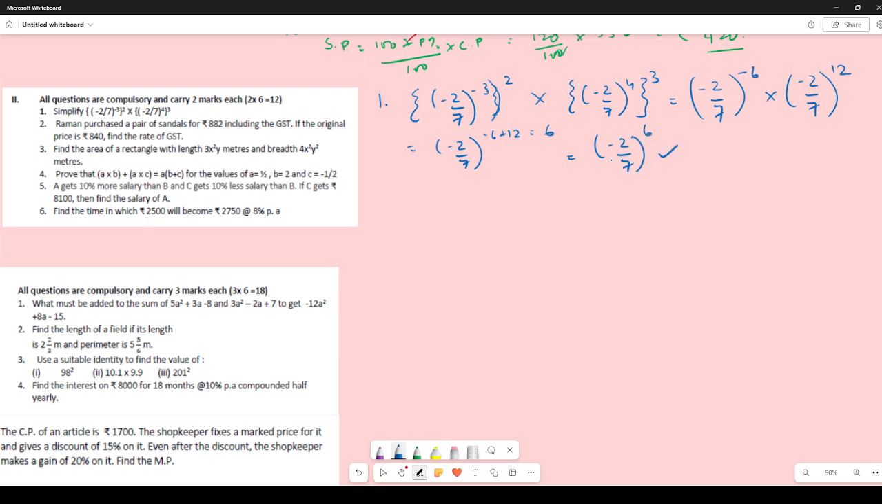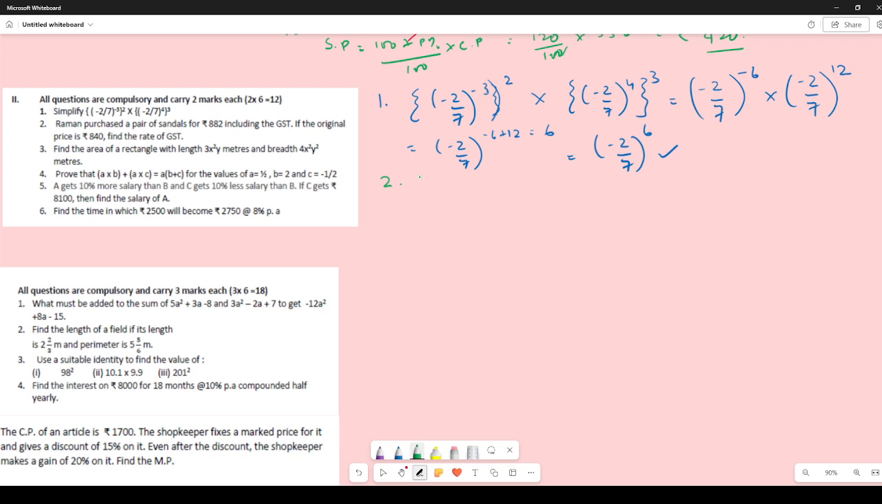That will be your answer. Let us take up question number 2. Raman purchased a pair of sandals at 882 including the GST. So if the original price is 840, find the rate of GST. So what was the GST?